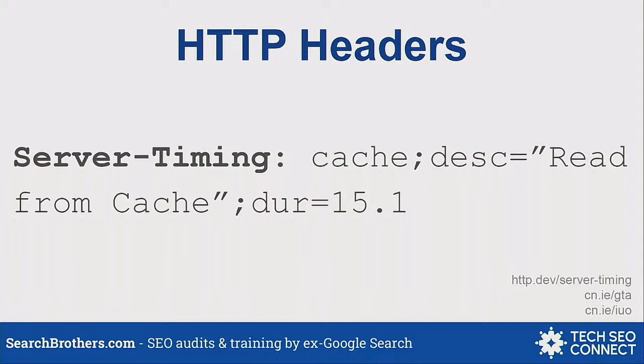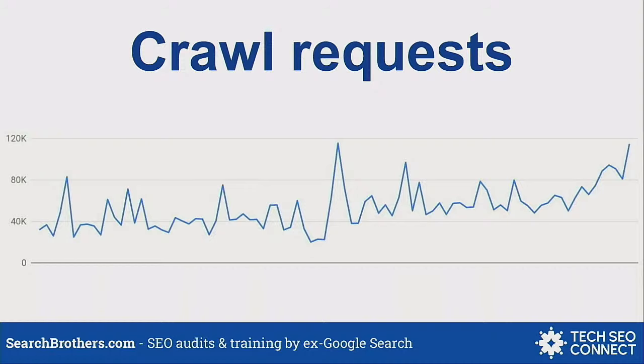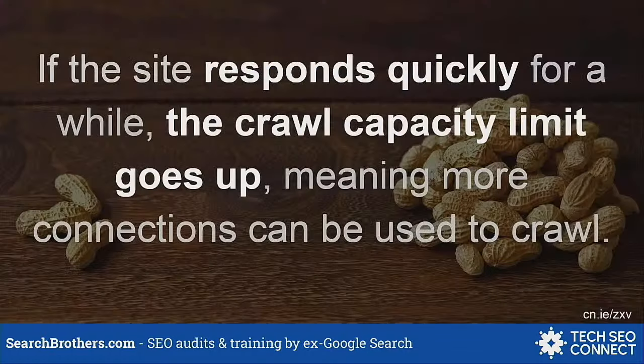Now, of course, you can use the Server-Timing header to record these things in the backend and send that along with the HTTP response to the user and grab it with your analytics, and you can see what is really the bottleneck in your backend. Now, when you do that and you fix those things, you will see your crawl requests go up because that's what Google wants to see as well. Yeah? They will crawl your website more.